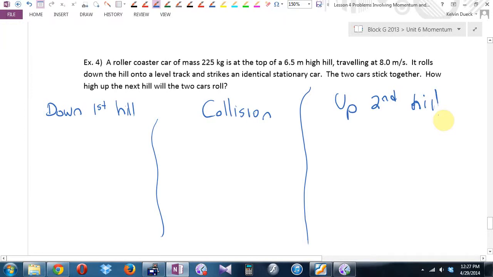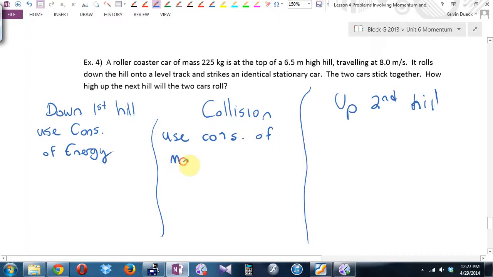How would I figure out how fast the car is traveling at the bottom of the first hill? Change in height, change in speed. Use conservation of energy. Wham, they collide. Use conservation of momentum. Go up the next hill. Use conservation of energy. I'm not going to finish this question.